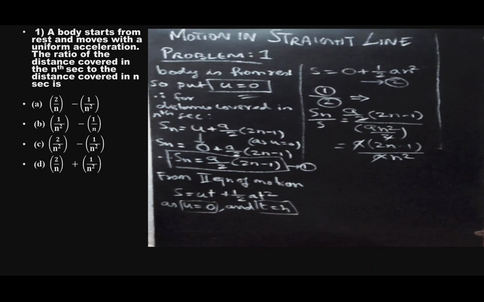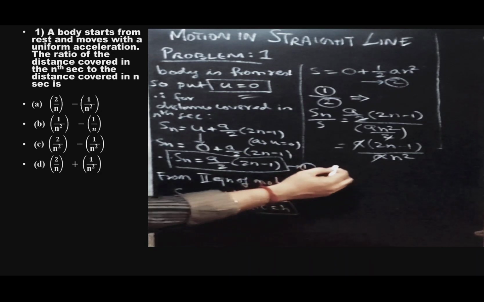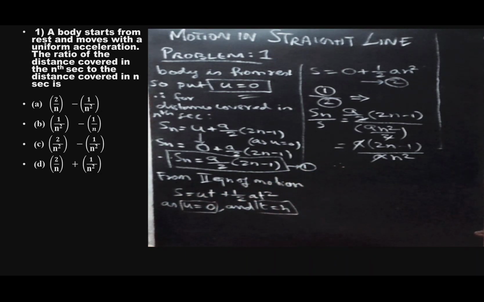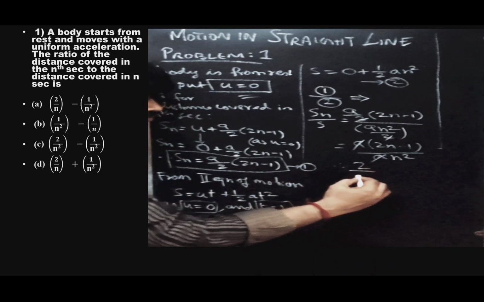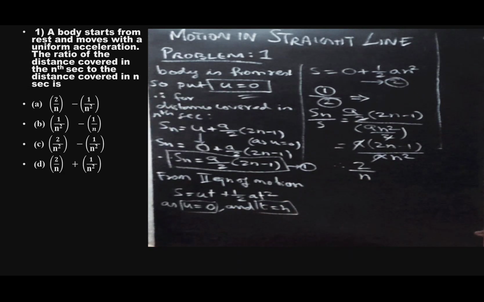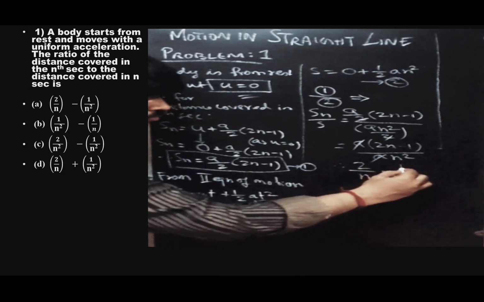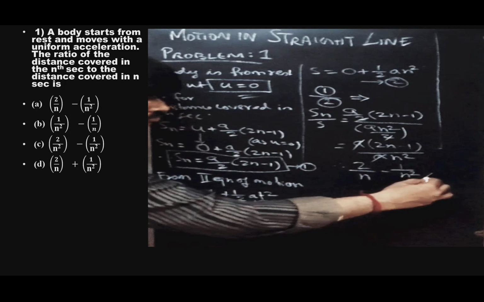I got the answer. Now I need to relate it with the problem and find out which answer suits it. I think the first one will suit when I substitute it. Here it is 2n by n square, n and n get cancelled, and we get 2 by n minus 1 by n square. So sub-division A is supporting the answer. That is how we are going to find it.